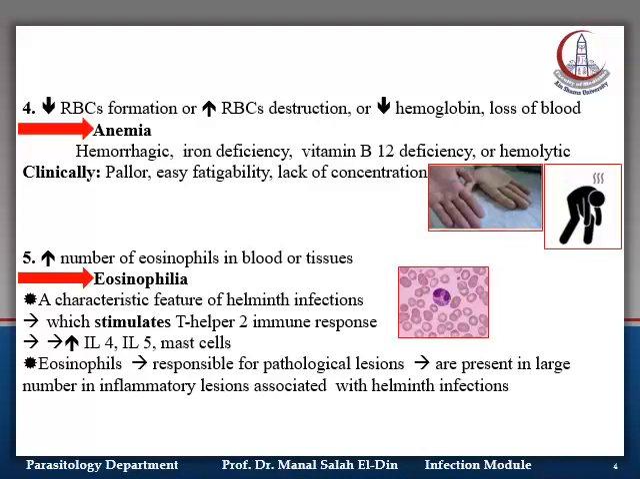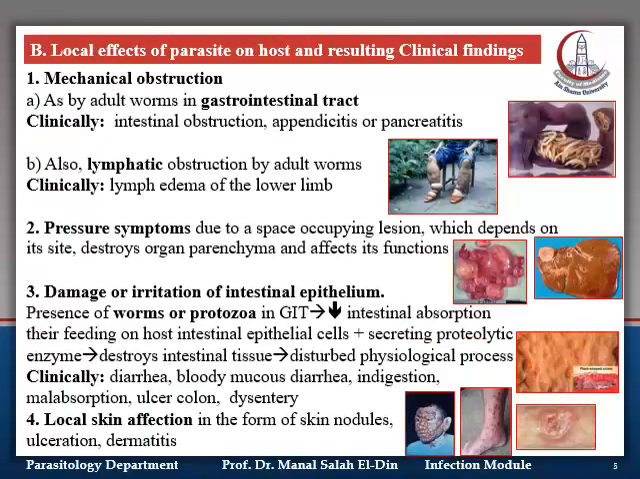And then we have easy fatigue and lack of concentration. The last point is increasing the number of eosinophils in blood or tissue, which is named eosinophilia. And this is a characteristic feature of helminthic infections. And eosinophils, of course, are responsible for pathological lesions, and they are present in large number in inflammatory lesions, especially with helminthic infections. Then we have the local effects of parasite on the host and the resulting clinical findings.